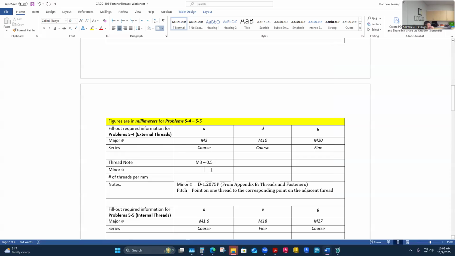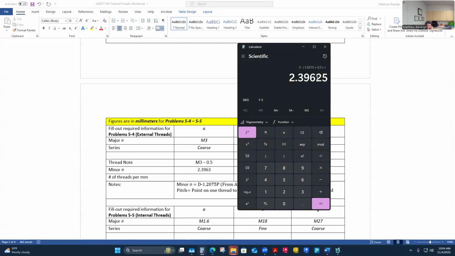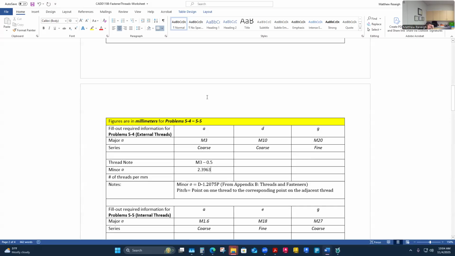So I did carry this. Not that it super matters. I don't think I say explicitly how far to carry it, but 2.3963, I think if I was rounding, right? Is that right? Yeah, something like this. I guess that's my minor diameter in millimeters.